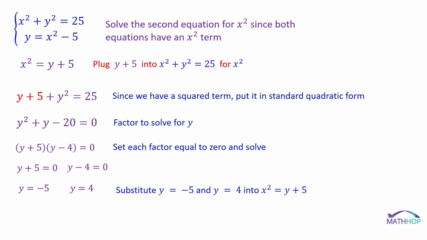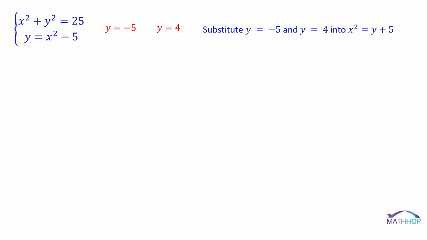Once again, I have run out of room, so let's move it on up. And let's plug in y equals negative 5 first into x squared equals y plus 5. So I get x squared equals negative 5 plus 5, x squared equals 0. Remember, the opposite of squaring is square rooting. So when you take the square root of 0, you get 0. So my x coordinate is 0, my y coordinate is negative 5. The point of intersection is 0, negative 5.